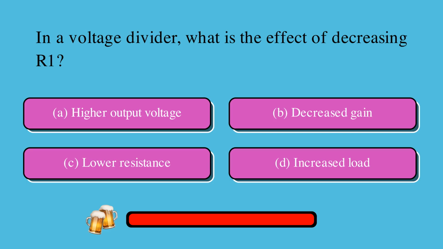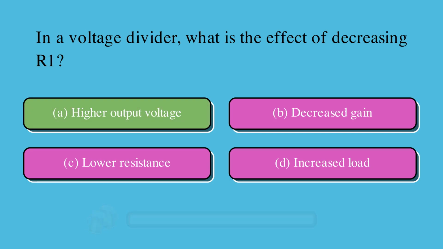In a voltage divider, what is the effect of decreasing R1? Is it A, higher output voltage, B, decreased gain, C, lower resistance, or D, increased load? The correct answer is A, higher output voltage.